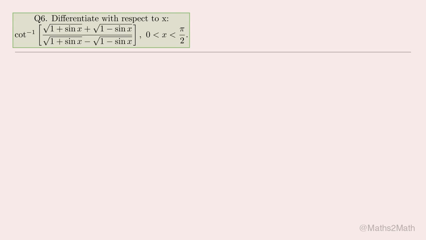Question 6. A fearsome inverse cotangent of a ratio of square roots of 1 plus and minus sine x. Half-angle squares hide inside both roots. The whole tower collapses to x over 2.